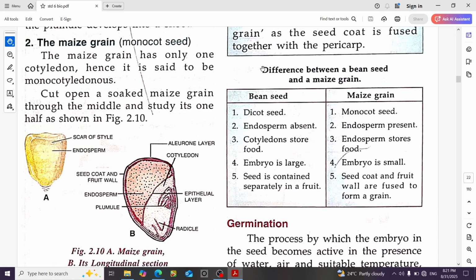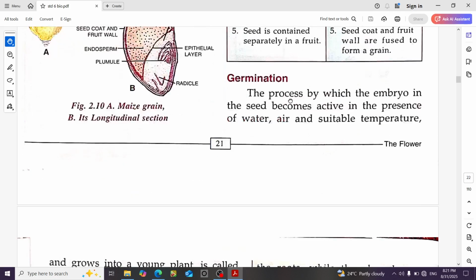Now they have shown us what is inside the maize grain. If you cut open the soaked maize grain, you can see these parts inside. Again remember, endosperm, plumule, radicle, these are the different parts. This diagram you have to draw.